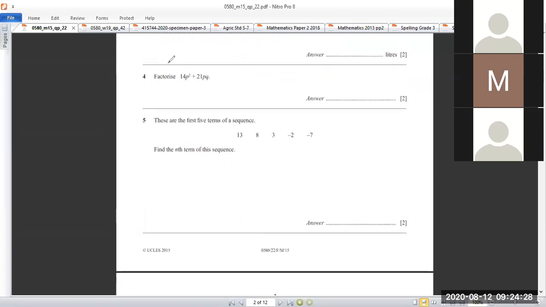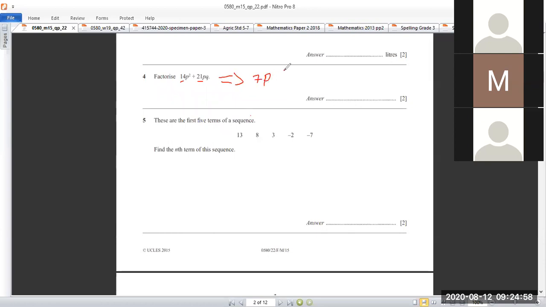Okay, number four. We can see a pretty easy question. Number four is about factorizing, which means we are taking the common out. When we are taking what is common out, we look at the numbers first. We have 14 and 24. The highest common factor of 14 and 24 will be 7. And then what is common between p squared and pq? We have p is common.